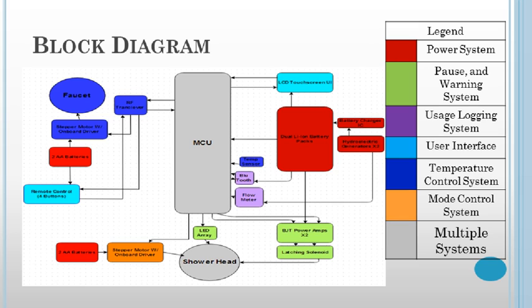In orange, we have the mode control system, which is just the stepper motor. All the stepper motors have their own driver that comes with the motor that we'll be using as a connection from the MCU, or in the case of the faucet, from the RF transceiver. And multiple systems here use, obviously, the MCU, which is used in most, if not all, of the systems, and the shower head is just used in the few here that you see connected to it.